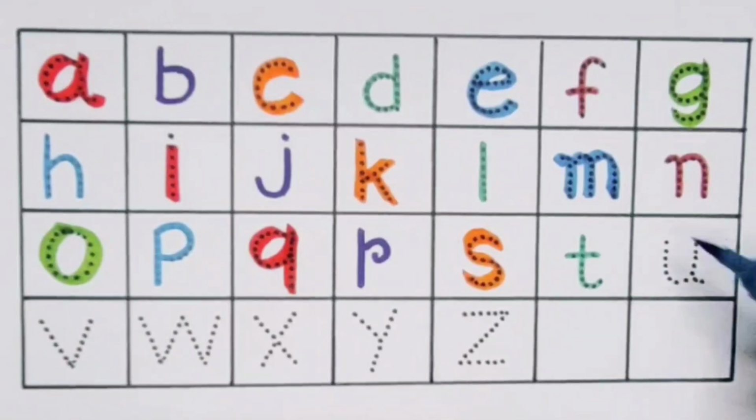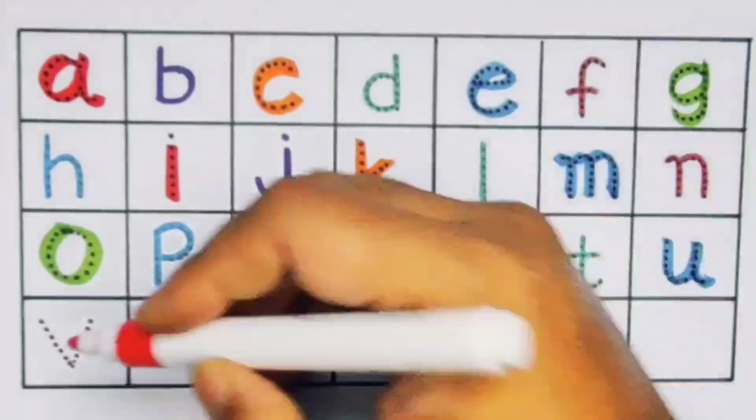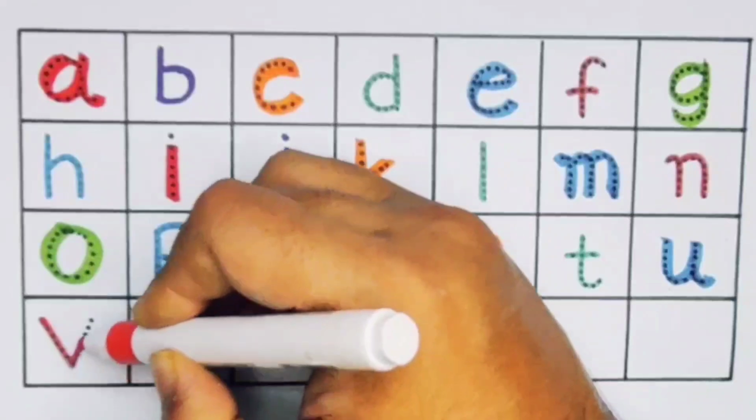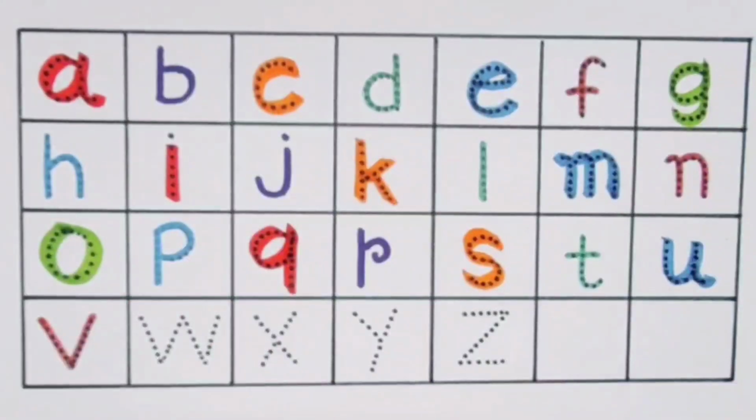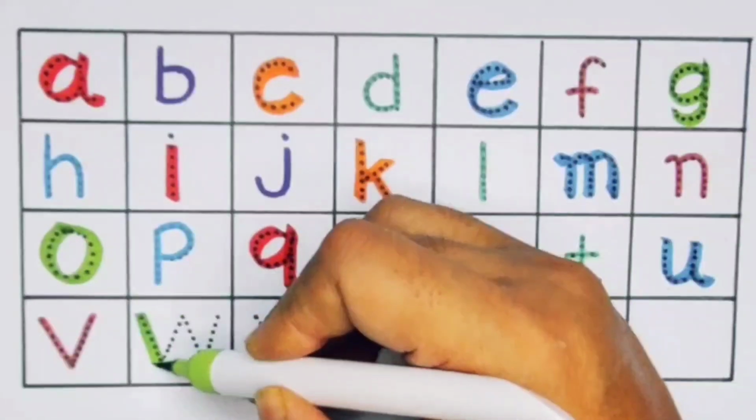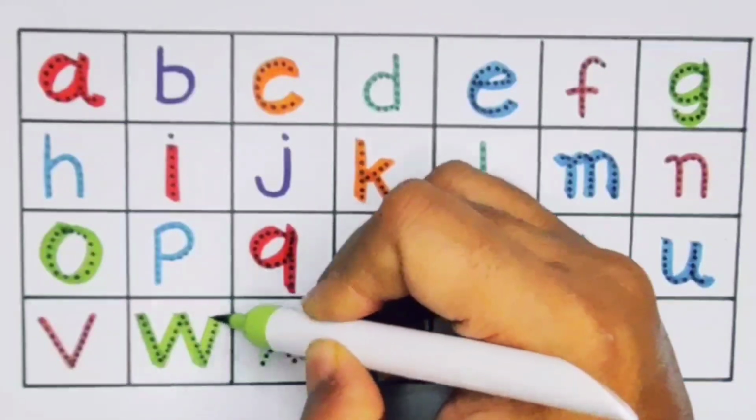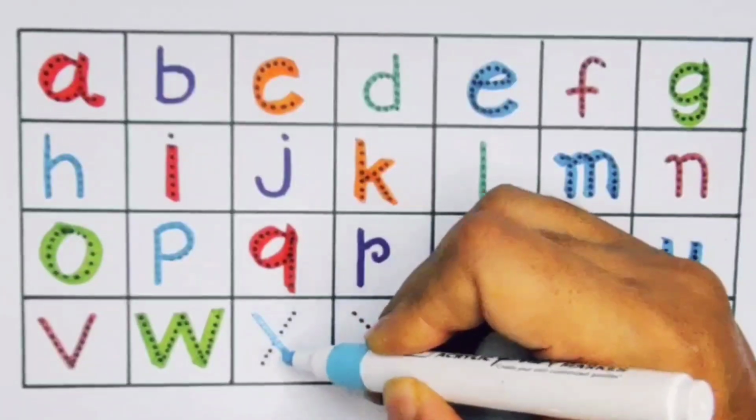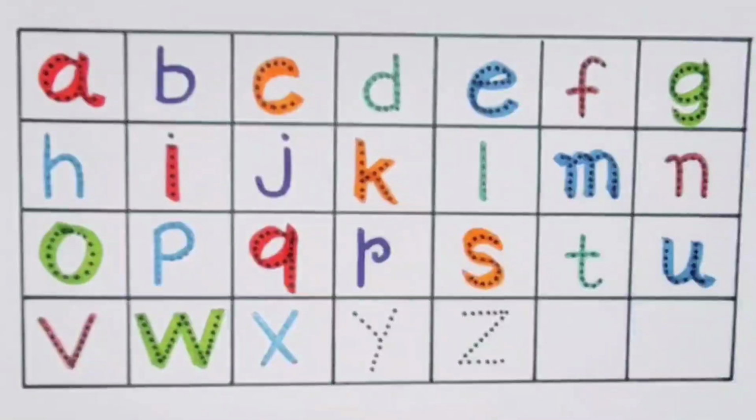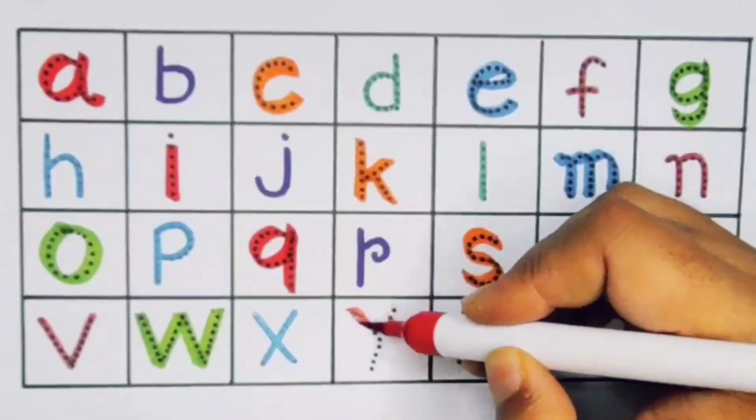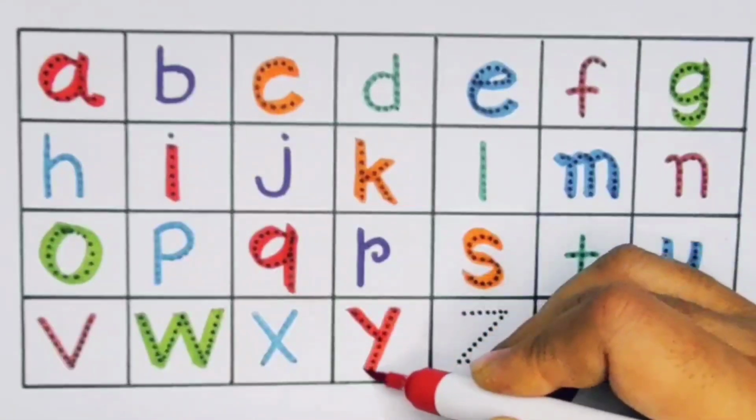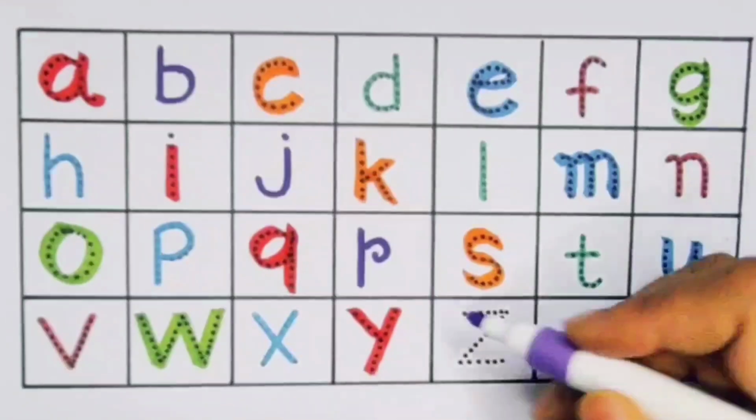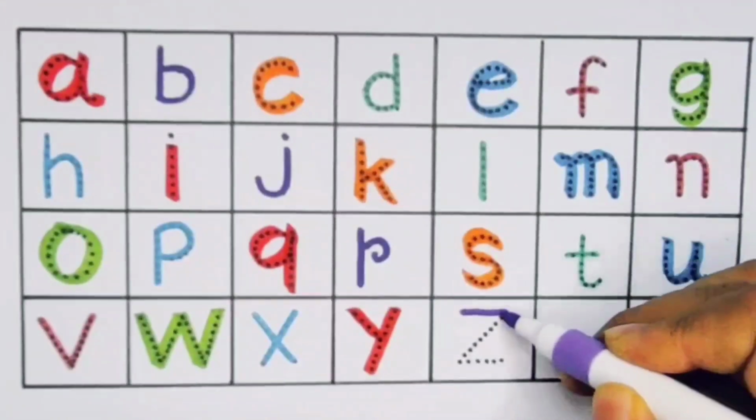Next, U for uniform. Next kids, V for vegetable. Next, W for watch. Next kids, X for xylophone. Next, Y for yo-yo. Next kids, Z for zoo.